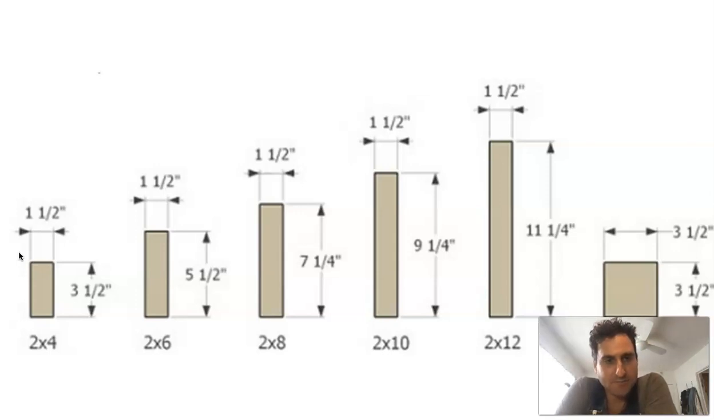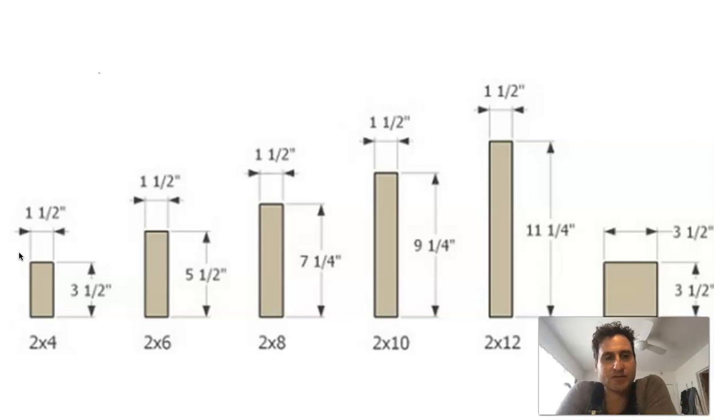A 2x6 is 1.5 by 5.5. So those are both 1/2 inch smaller than they say they are. Where it gets confusing is when you go up to a 2x8, a 2x10, and a 2x12. A 2x8 is 1.5 by 7.25. A 2x10 is 1.5 by 9.25. And a 2x12 is 1.5 by 11.25. So it's a 1/2 inch smaller in the thickness, and 3/4 of an inch smaller in the width.